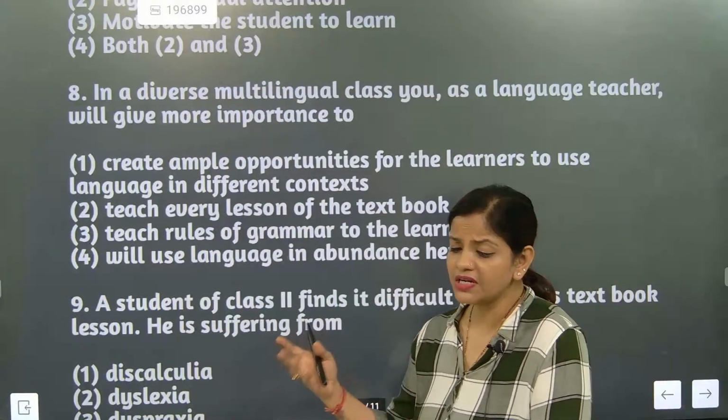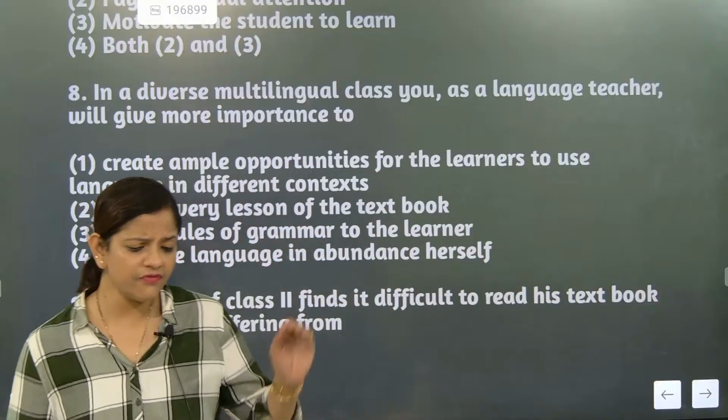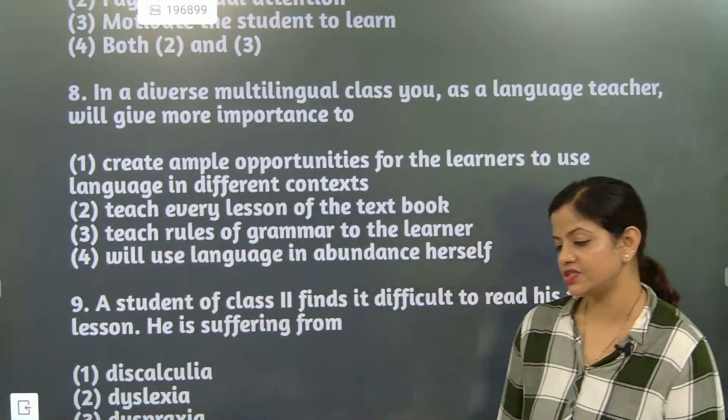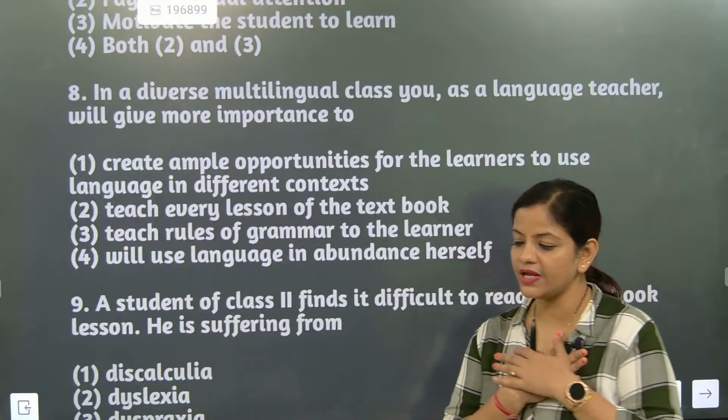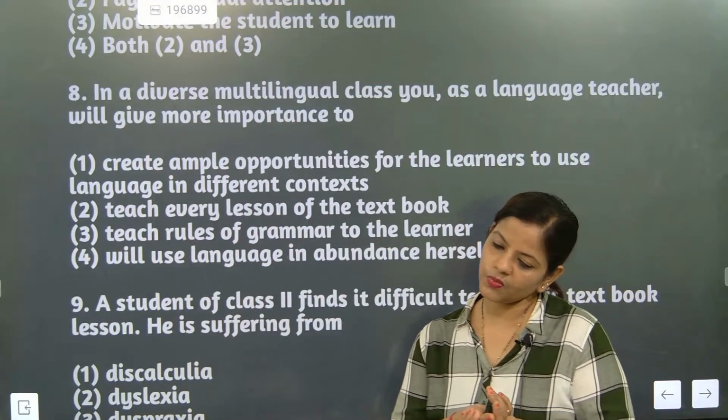In a diverse multilingual classroom. Diverse multilingual classroom means where everybody is using a different language. Okay, and as a language teacher, I may be a Tamil teacher, I may be an English teacher, I may be a Hindi teacher. Ruchi is giving answer as one.